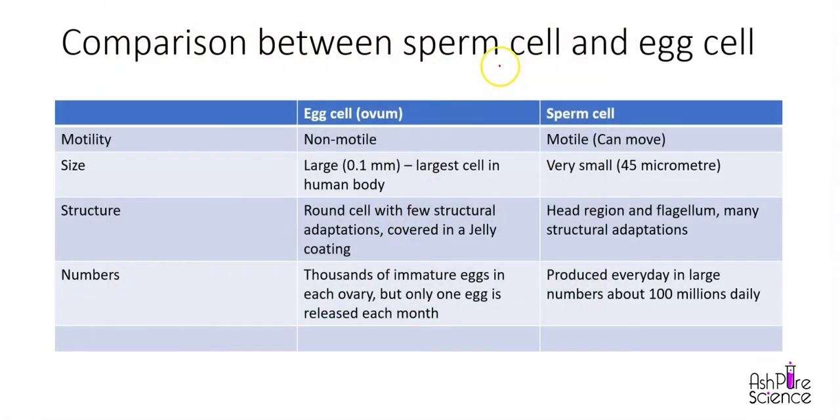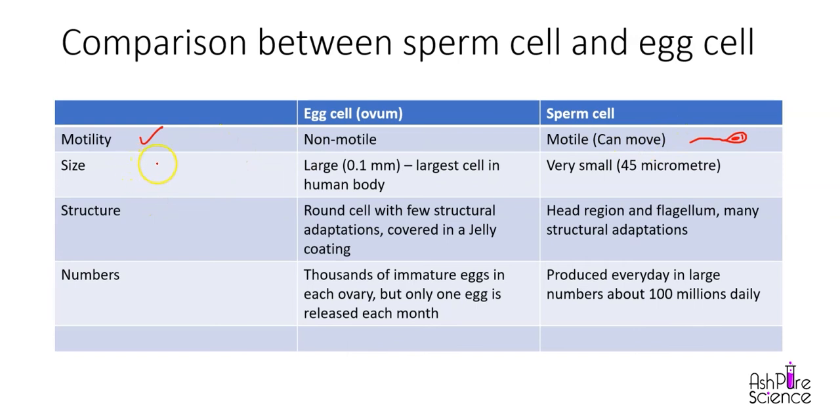So let's compare the sperm cell and the egg cell. First, let's talk about motility, the ability of the gamete to move. In the case of the egg cell, they are non-motile, because you can see they don't have any flagellum. Whereas in the case of a sperm cell, because they have this flagellum, which by the way gets energy from the mitochondria, they can move back and forth, so that allows the sperm cell to move. So one comparison is motility.